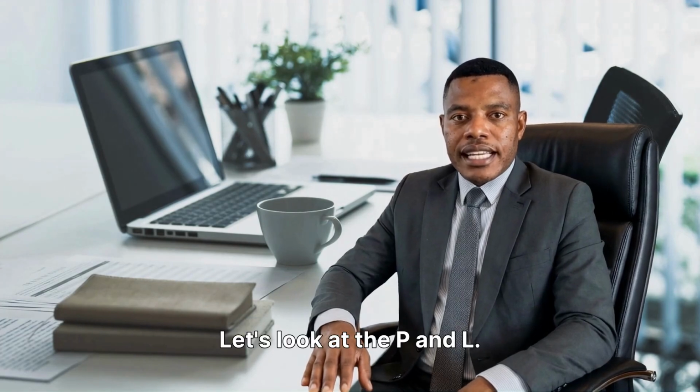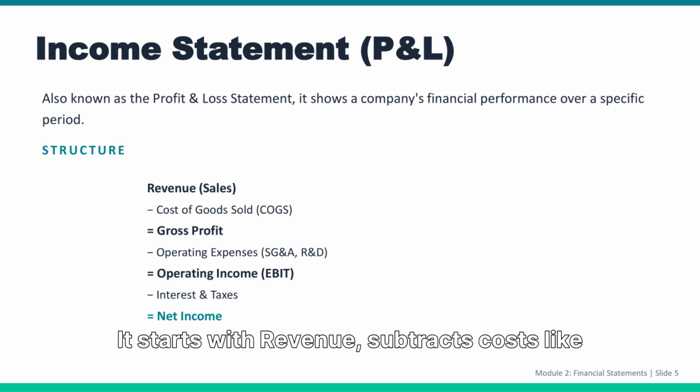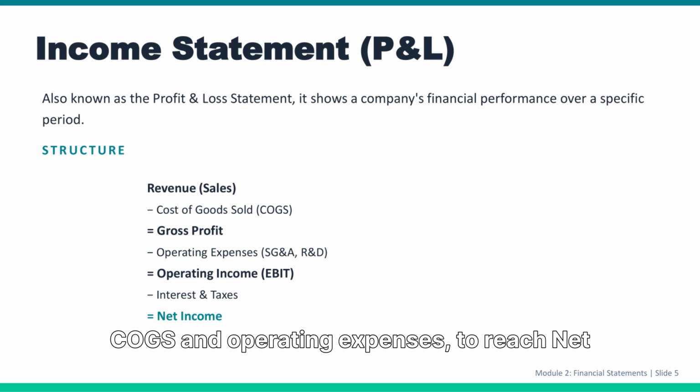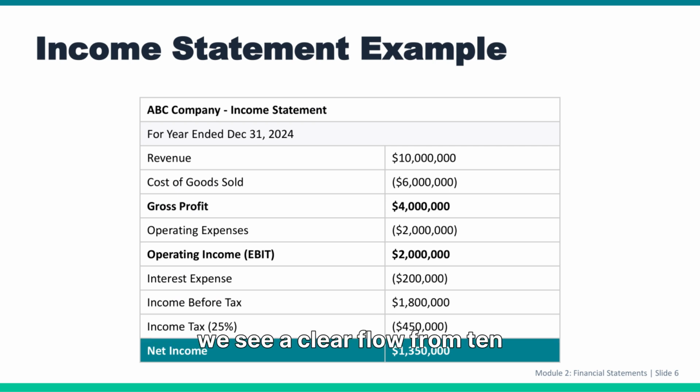Let's look at the P&L. The income statement, or P&L, shows performance over a period. It starts with revenue, subtracts costs like COGS and operating expenses to reach net income. Looking at this example for ABC Company, we see a clear flow from $10 million in revenue down to a net income of $1.35 million.